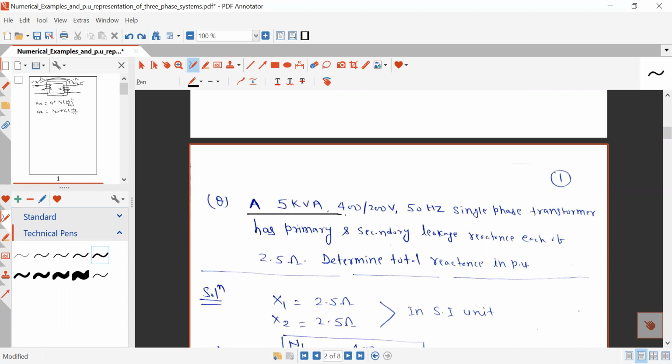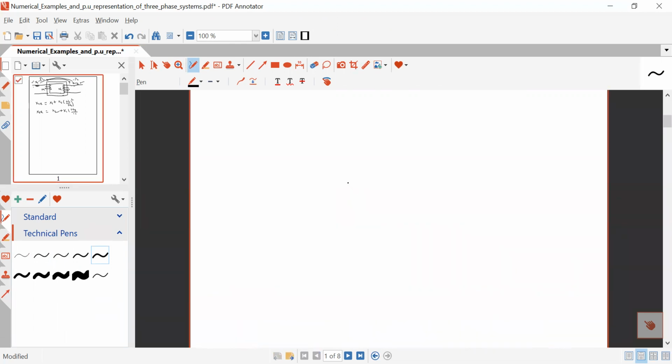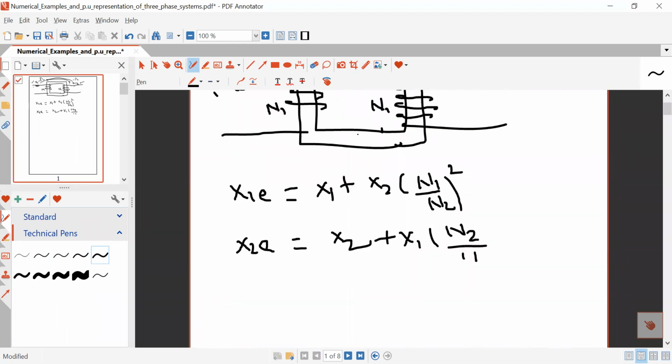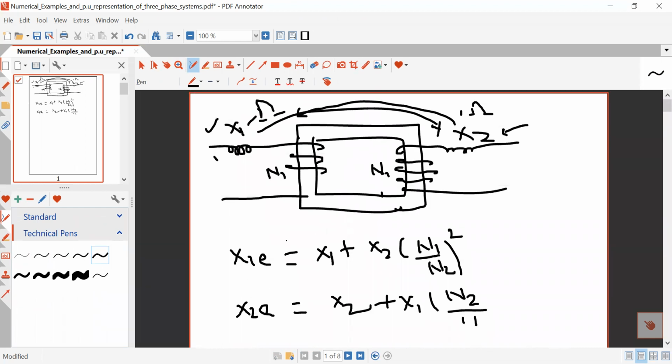A 5 kVA, 400 by 200 volt transformer. The rating of the transformer is given. Rating of the transformer is 5 kVA.